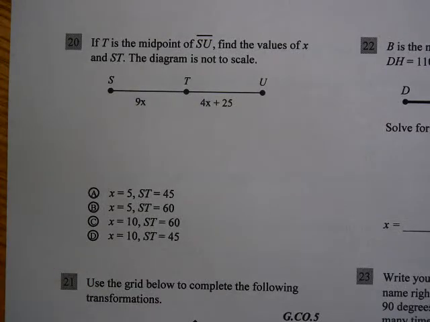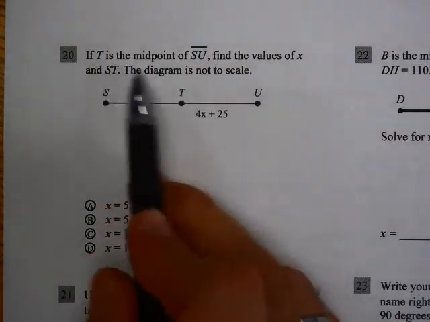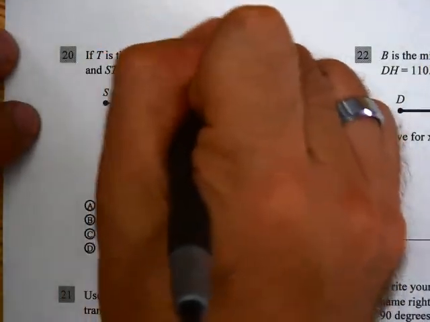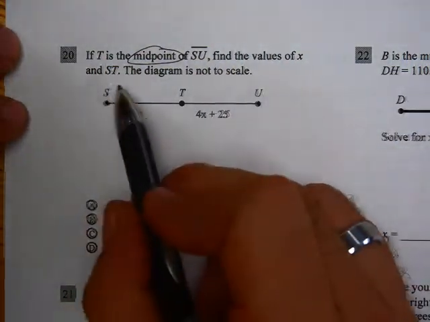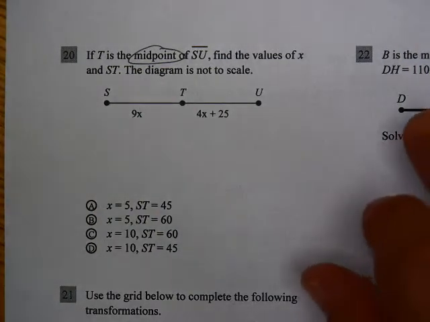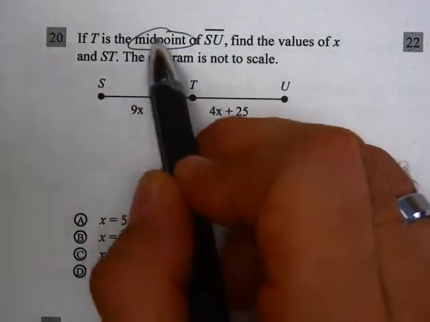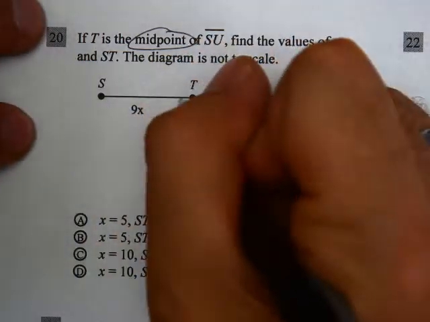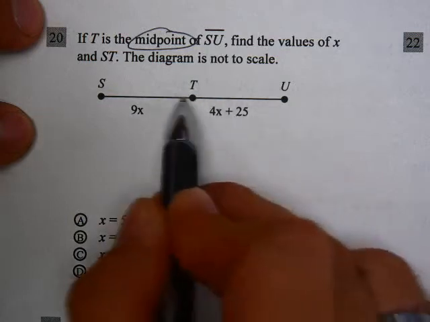Number 20. Number 20 throws a lot of people off because of this word in the beginning. If T is the midpoint of SU, that's the big important thing. Find the values of X and ST. This is really finding the length of ST. The diagram is not drawn to scale. Now if it's the midpoint, think about the first part of that word, middle. It means it's exactly in the middle. What that means is that this piece, ST, is equal to this piece, TU.